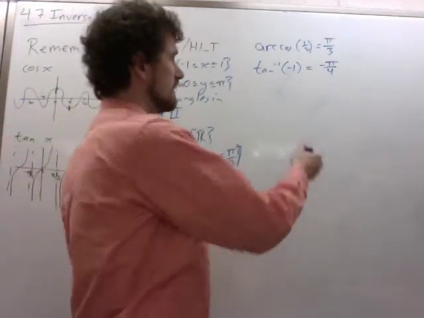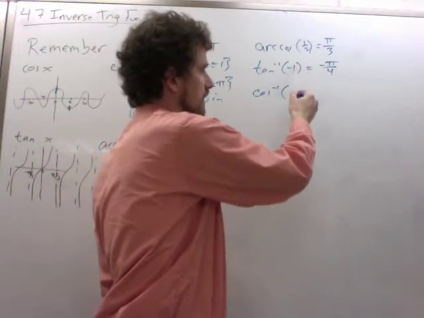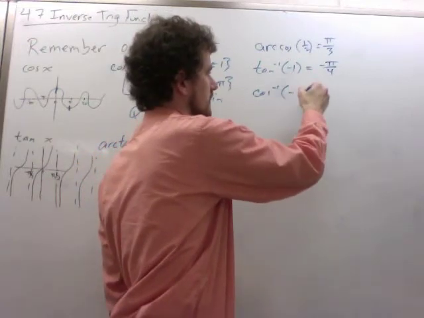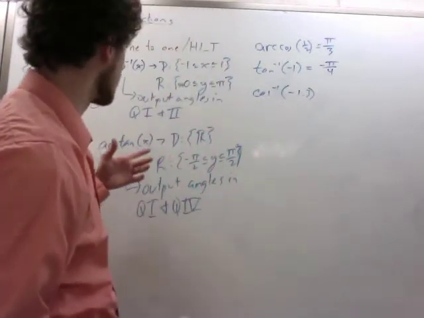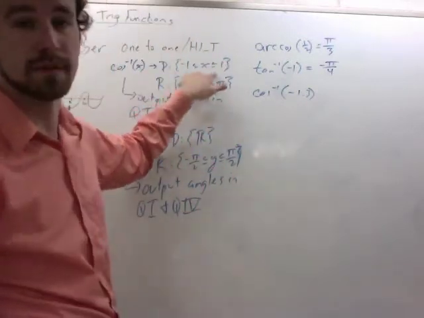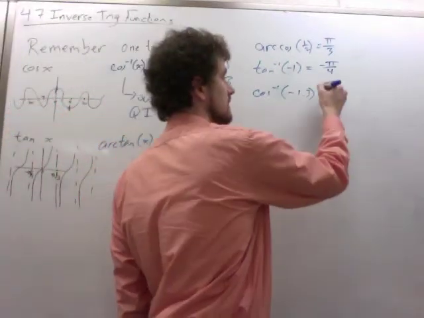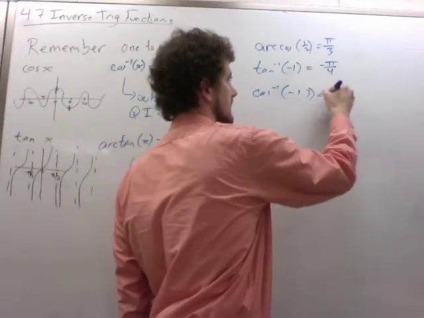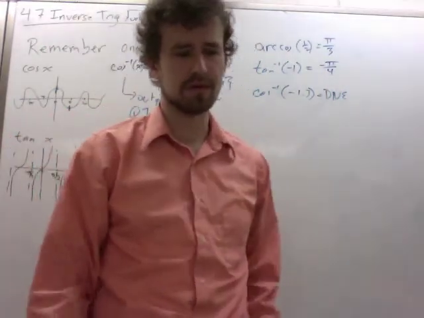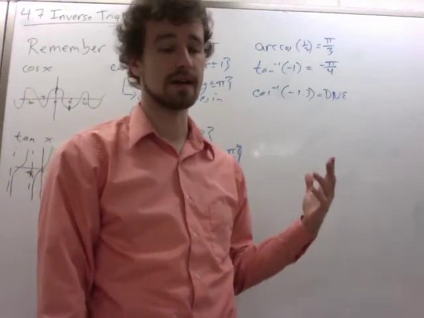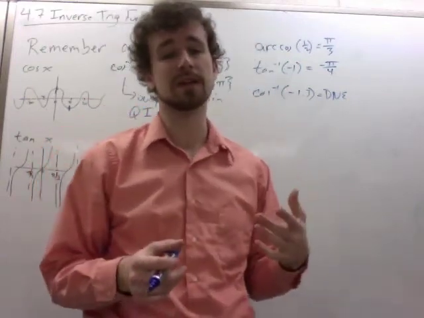If I ask you for the inverse cosine of -1.3, well, the domain of our inverse cosine is just from -1 to 1. -1.3 is not in that domain, so that does not exist. I could ask you more questions like that, but you need to remember those angles that you memorized in order to evaluate these.